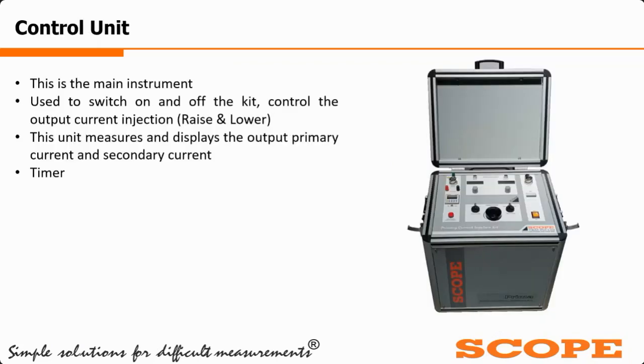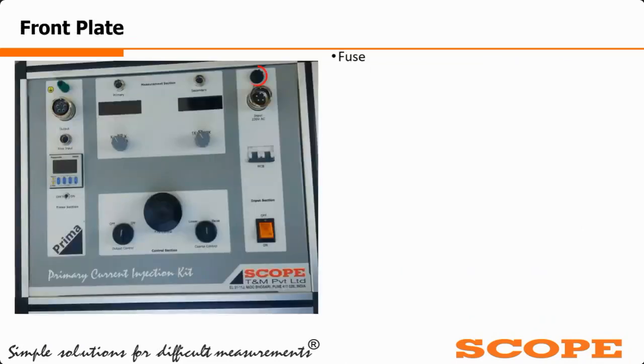So this is a control unit. You can see this is our main unit or control unit. Here we can raise and lower the current by using various switches or rotary knobs. As well, we have provided a timer function for setting current and time. And in the display we can directly see primary current as well as secondary current. So just for your information, I am giving some idea about the front panel of the Prima.